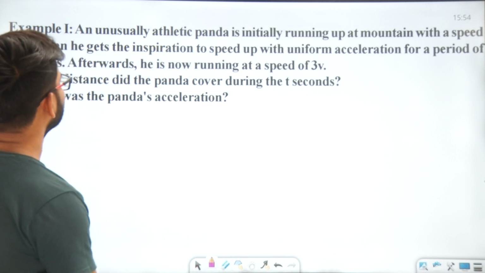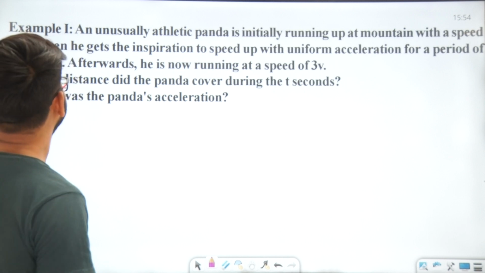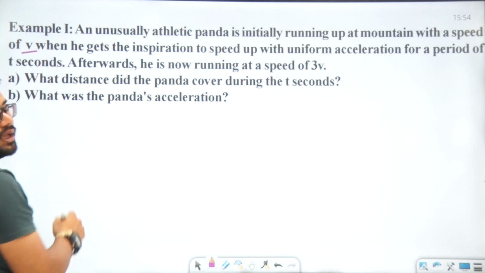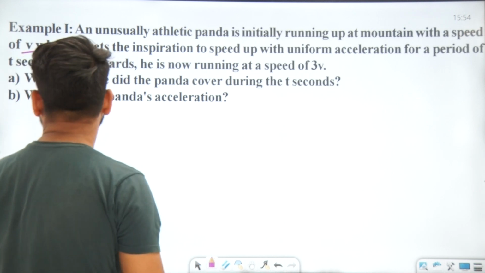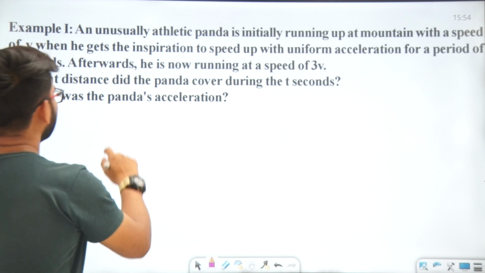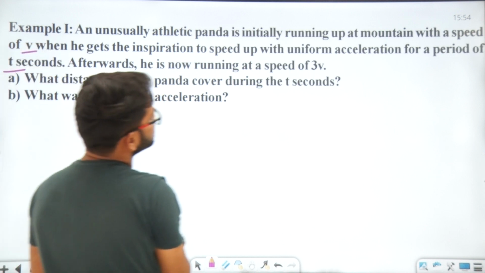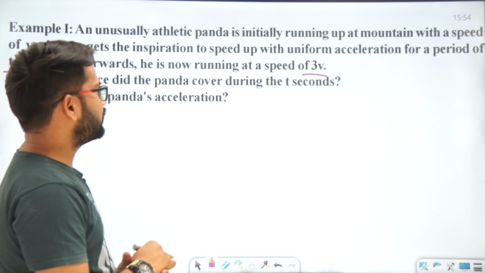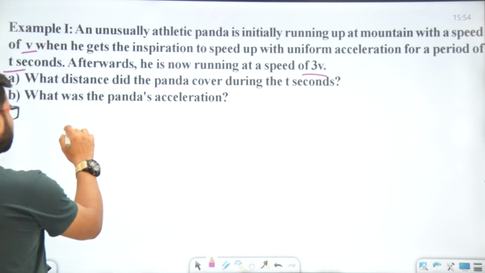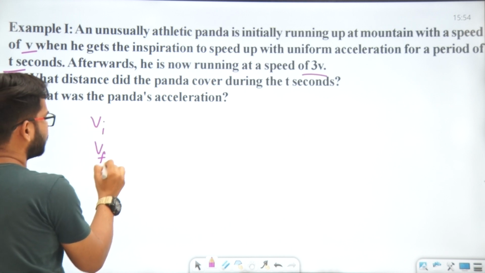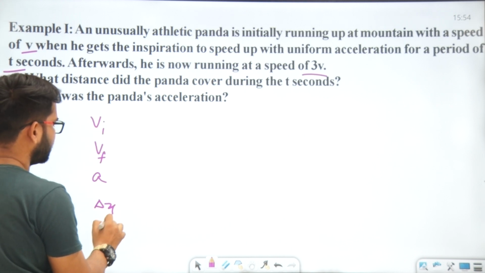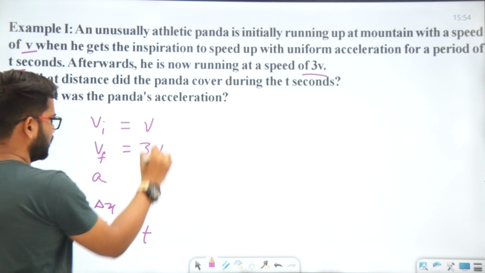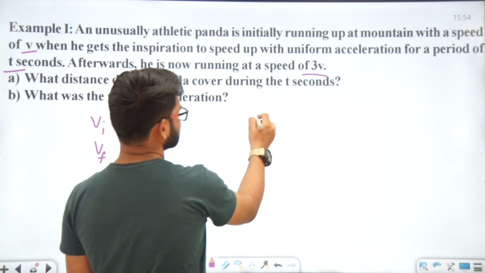So initial speed was v, and after t seconds, its speed becomes 3v. What distance did the panda cover during t seconds? Let's write the terms Vi, Vf, a, delta x and t. t is t, and we have 3v and v. We have been asked first for delta x.